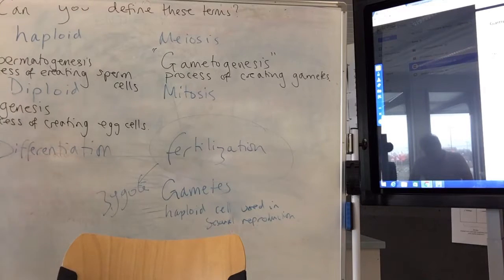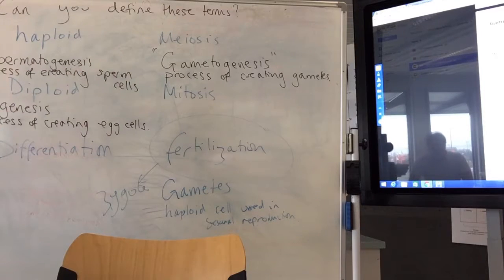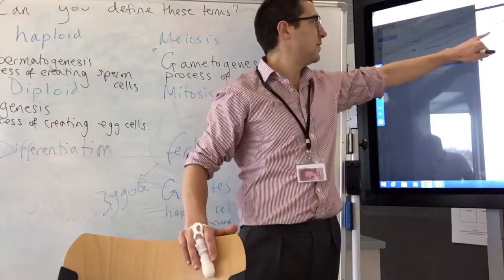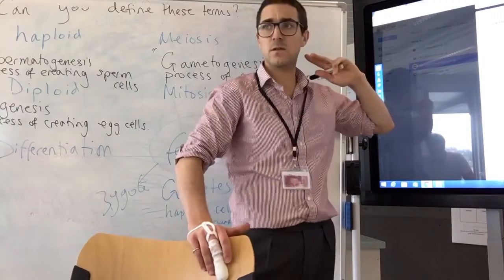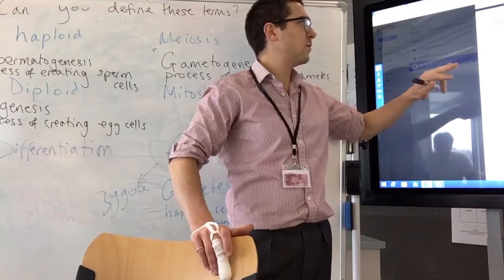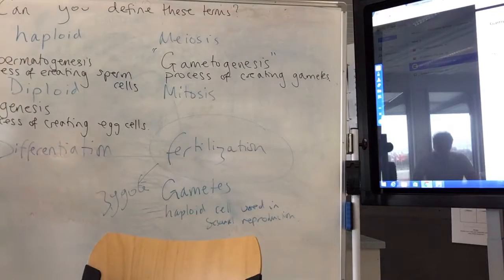Exercise 1 I've put here is just to define gametogenesis, spermatogenesis, and oogenesis in your glossary. So we've done that for you. Then we're going to look at the 2 processes in a second. Let's have a look at the understanding here. Spermatogenesis and oogenesis both involve mitosis, cell growth, the 2 divisions of meiosis, and differentiation. So let's start with mitosis then.